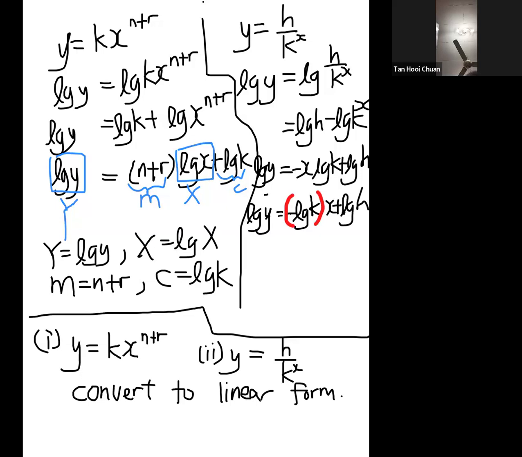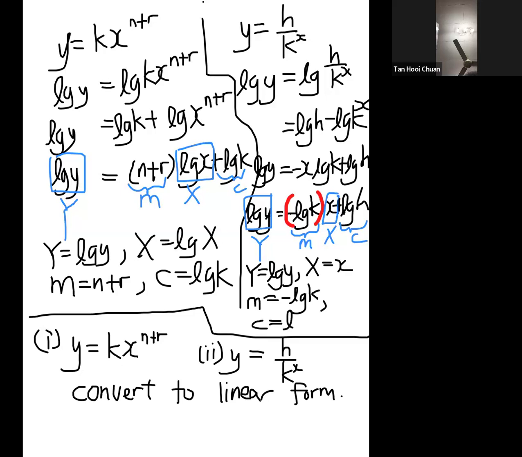Okay, so this is your grade Y. Blue color. This is your grade X. This is your M. There is your C. So Y equal to, X equal to X, M equal to this one. You need to bracket the LGK. The negative belongs to the M. The negative belongs to the M. Okay, so this is the answer.